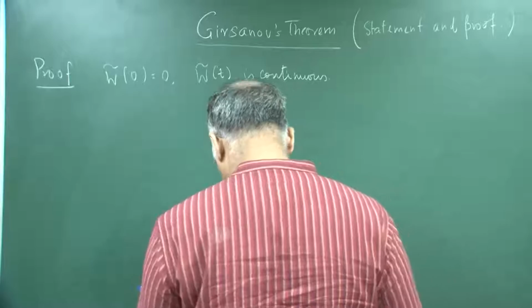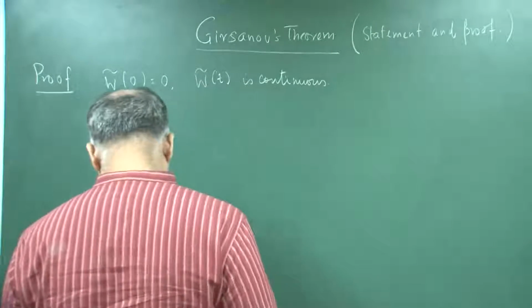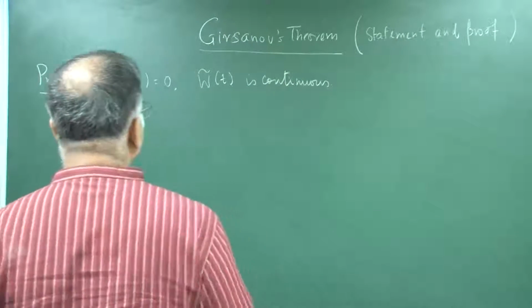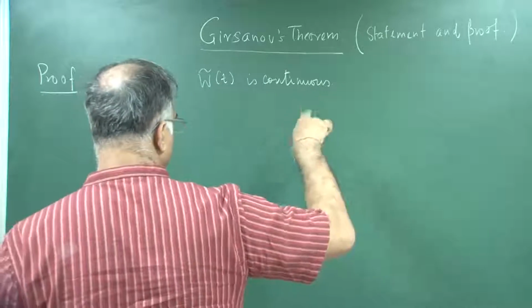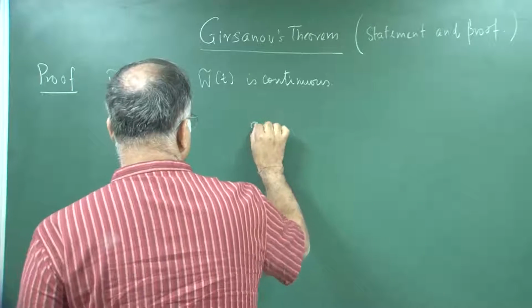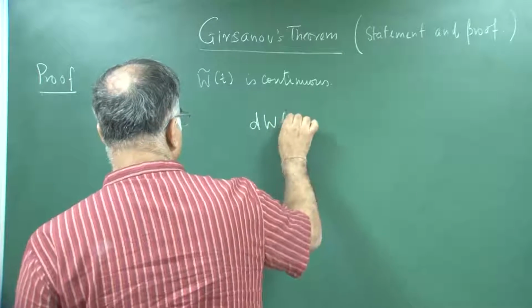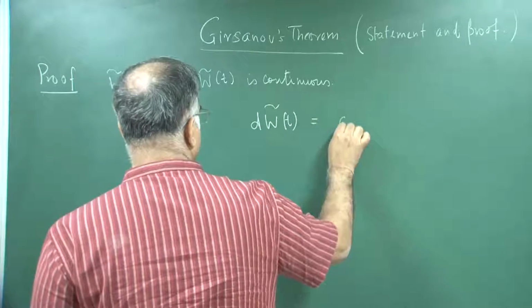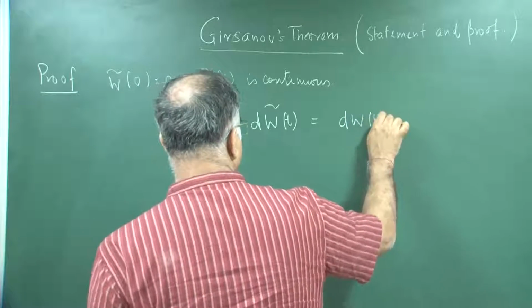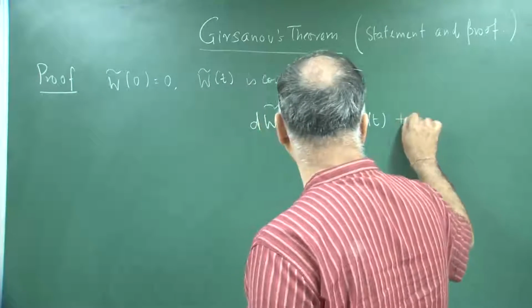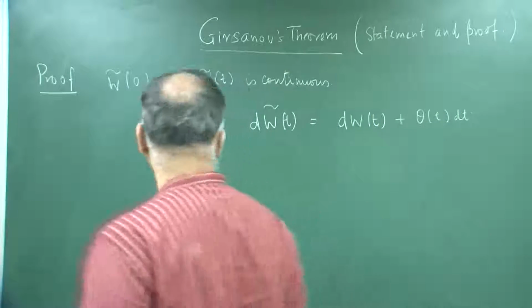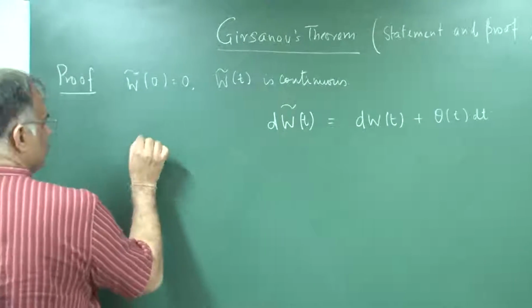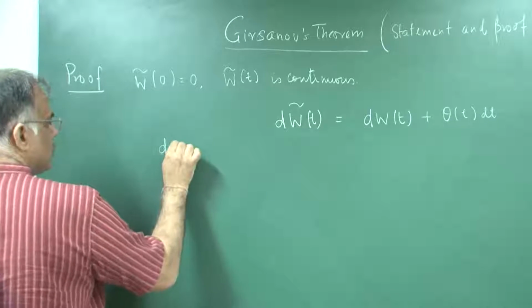Now, if you look at this, the expression of w tilde t is wt plus something. In shorthand, that is in the SDE form, stochastic differential equation form, we can write this as dw tilde t equals dwt plus theta t dt. So, if you want to compute the quadratic variation, let us just compute this.